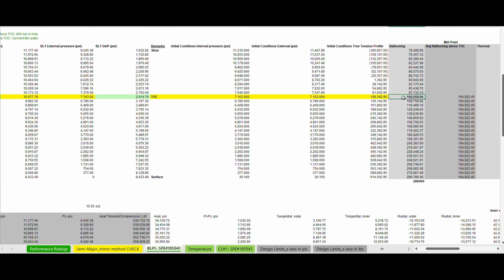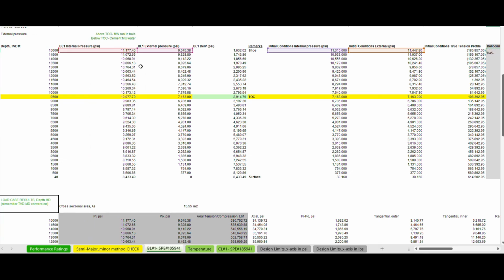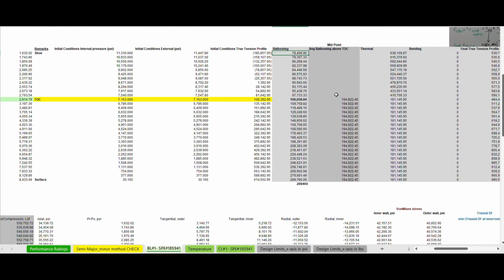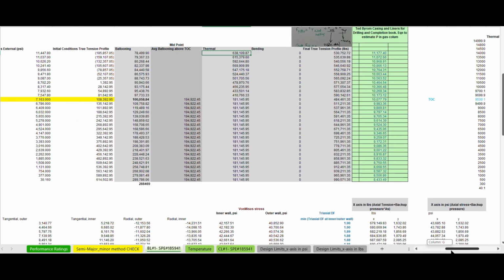So we have a ballooning force which is basically 2 times the Poisson ratio, and then you take the change in the internal pressure profile and the change in the external pressure profile from initial conditions. So as you could see, let's click on one, and then let's see which numbers it is taking. So you could see the internal and external pressure of the load case and the initial conditions, which was our reference state. So we take all the ballooning forces in the cemented interval using the Poisson's ratio, and then we take a midpoint approach above the top of cement. So let's come to the thermal stresses.